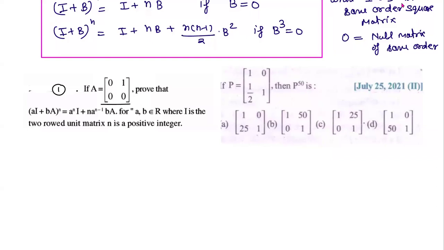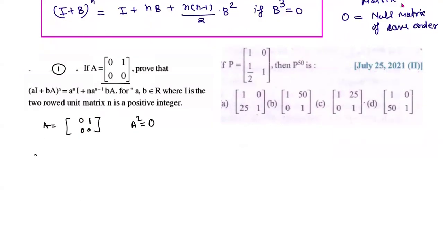If we observe the first one, what did they give? The matrix A is [0 1; 0 0]. Easily we can see this is an upper triangular matrix with diagonal elements 0. So A square will be 0. If A square is 0, then for A power n we can use the binomial: nC0 A power n into I power n, which is I, plus nC1 A power n minus 1 into I power n minus 1 into B, which is A. The rest all become 0.